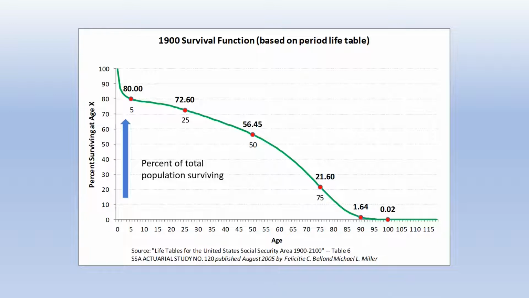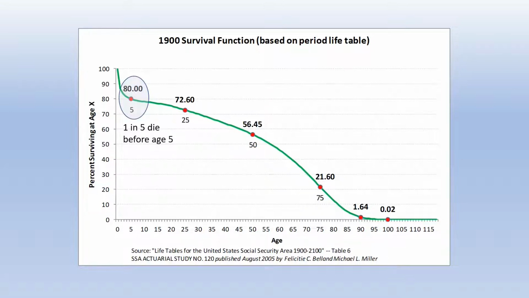In reading the graph, the numbers reflect percent of total population expected to survive by year of age. As an example, in 1900, you would expect 80% of the babies born would survive to age 5. That means that you would expect 1 in 5, or 20%, of babies born in 1900 to die before age 5. The graph is essentially the inverse of the death rate.